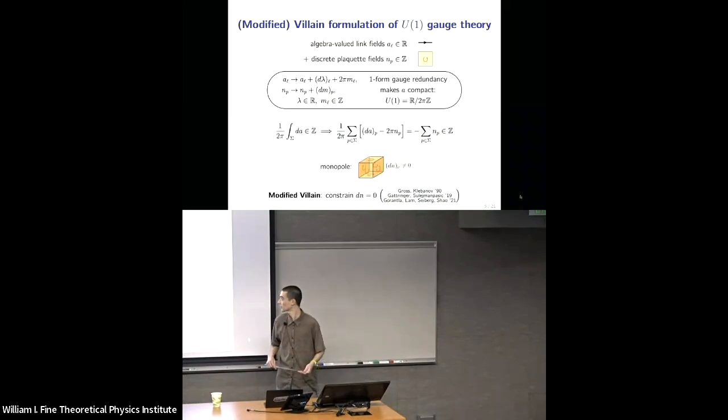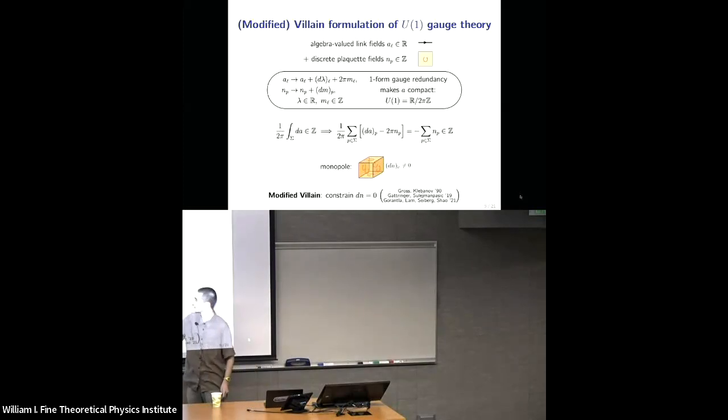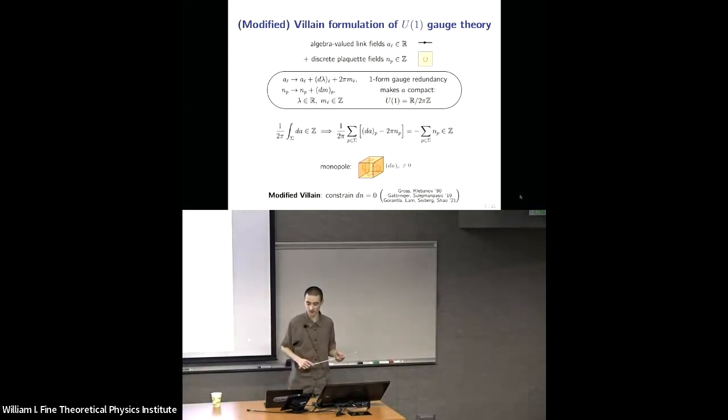In the usual Villain formulation, we don't use group-valued link fields, we use algebra-valued link fields, but they're supplemented by some integer-valued plaquette variables, which I will sometimes call Villain variables. And in addition to the ordinary 0 form gauge invariance for this gauge field, so A going to A plus d lambda, where lambda is real, we also impose discrete 2 pi gauge redundancy. So we can shift A by an arbitrary independent multiple of 2 pi on each link. And this Villain variable n is just the discrete gauge field for those discrete shifts.